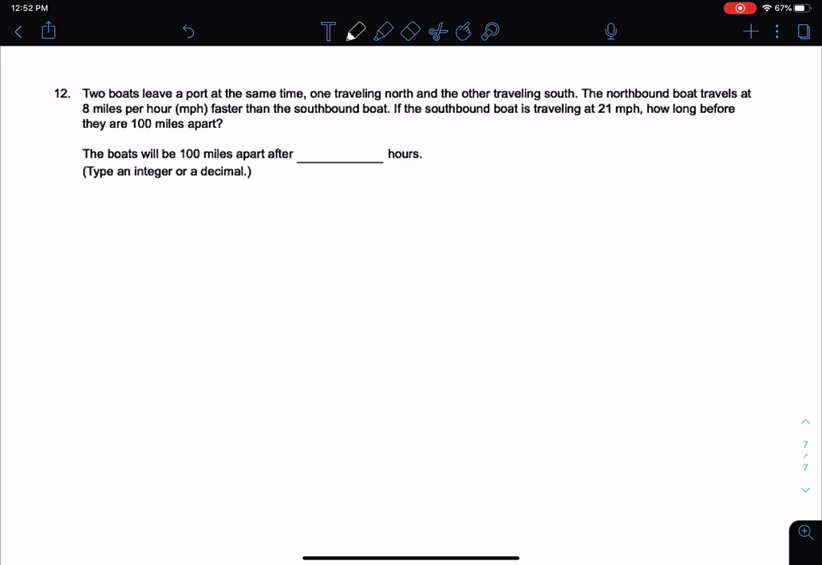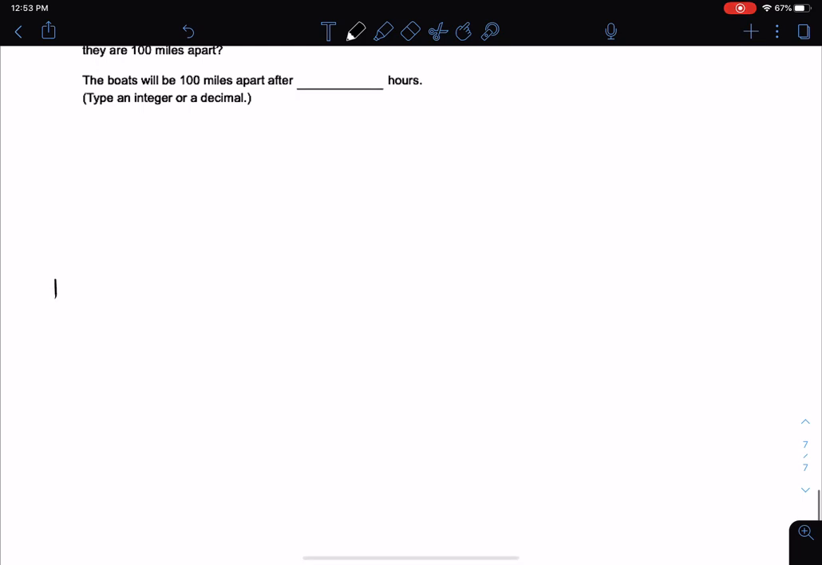Two boats leave a port at the same time. One travels north, the other travels south. The northbound boat travels at 8 miles per hour faster than the southbound boat. We got some similar things going on here. We've got a port. The northbound boat is faster, so it's going to go further. The southbound boat is not as fast, so it's not going to go as far, so I'll show that with my picture.